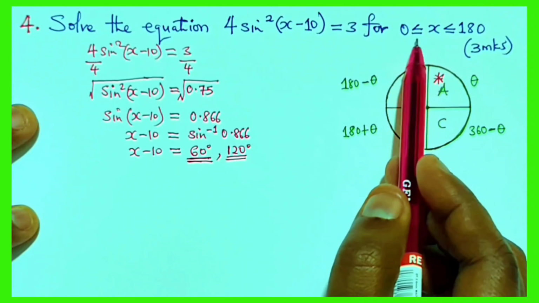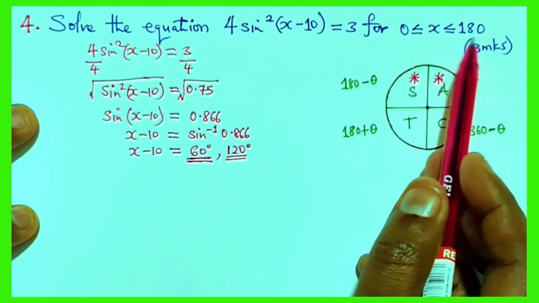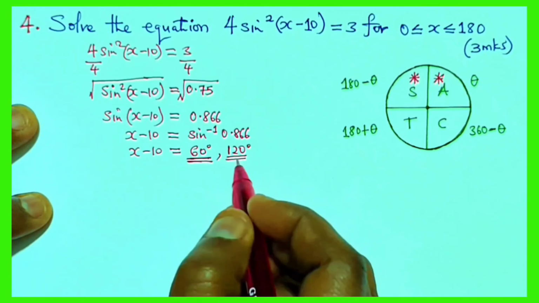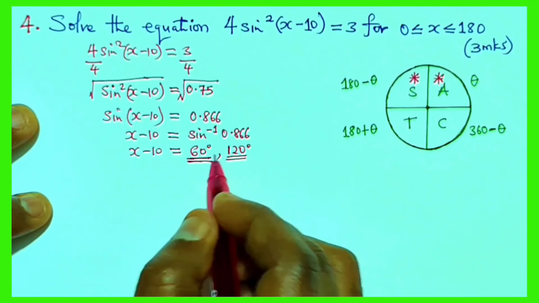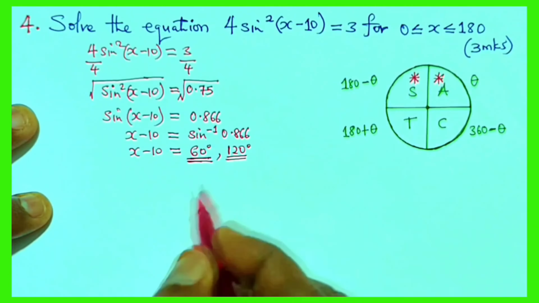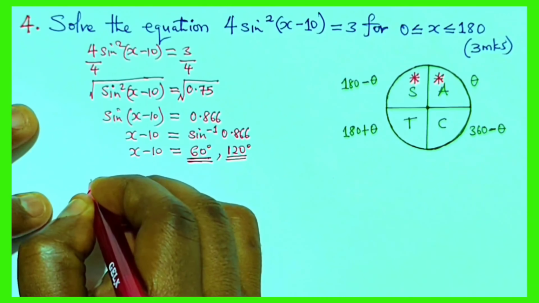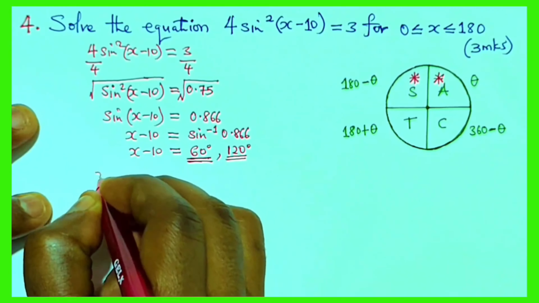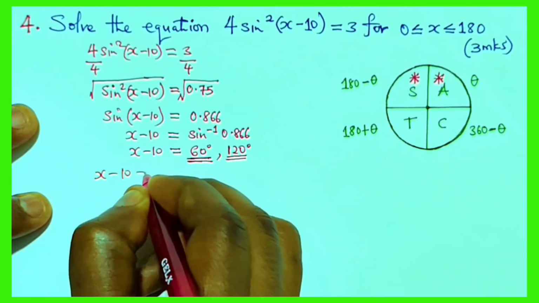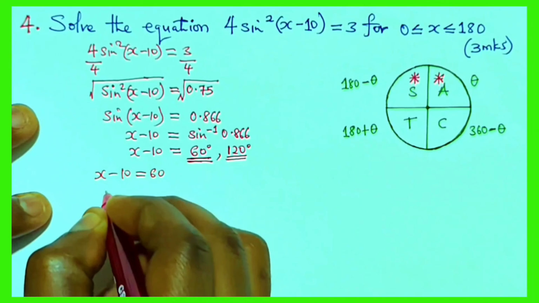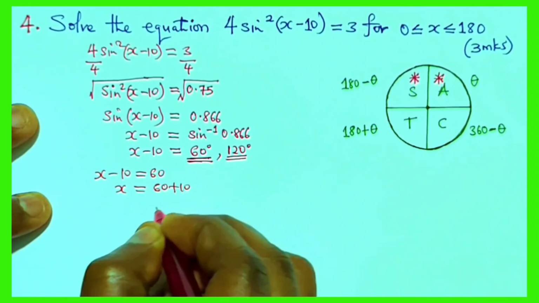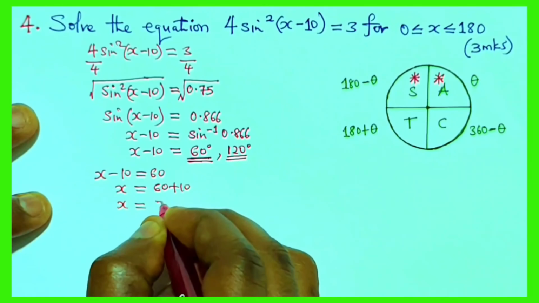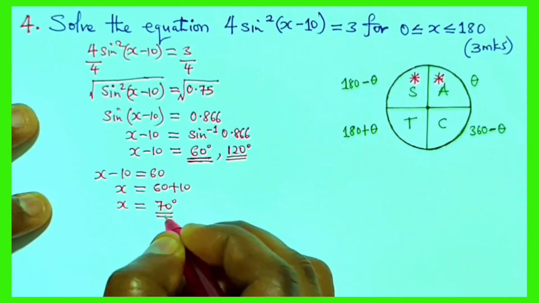And taking into consideration that the range is 0 to 180 degrees, these are the only two angles that will give us an answer in relation to the value of x being in this range. So the first value of x will be x minus 10 equal to 60 degrees, and therefore x will be equal to 60 plus 10, so x will be equal to 70 degrees.